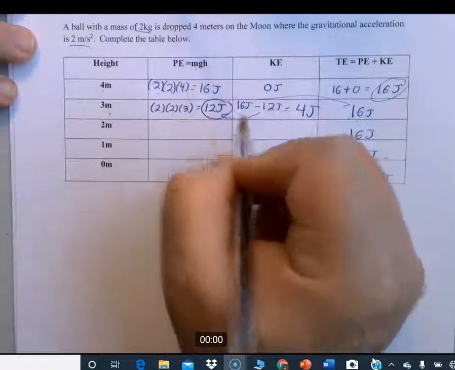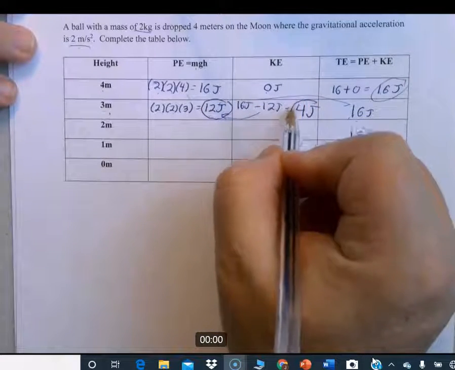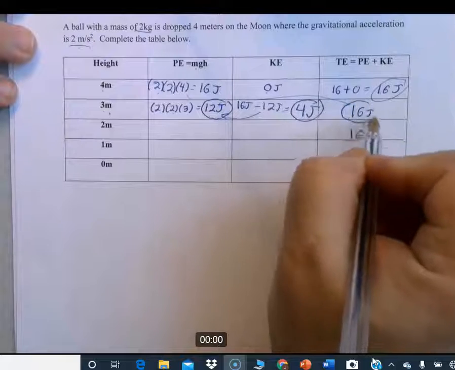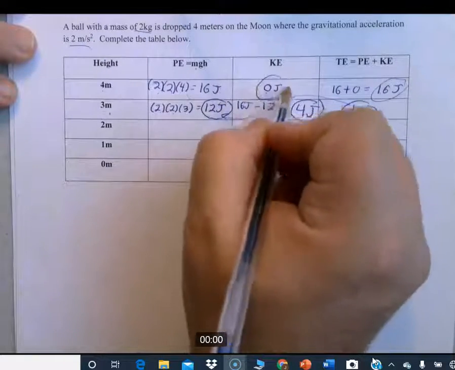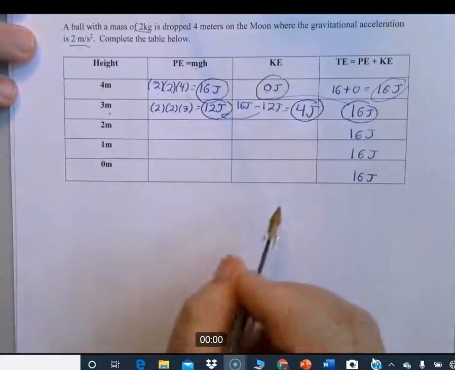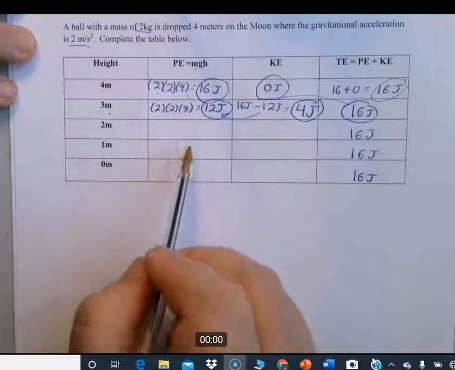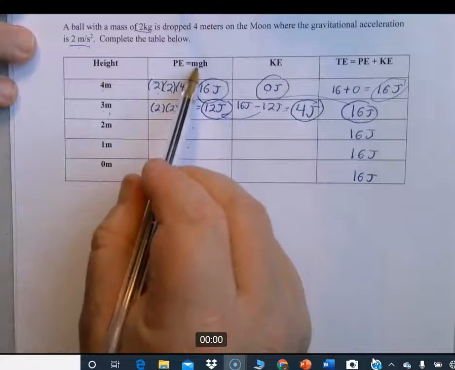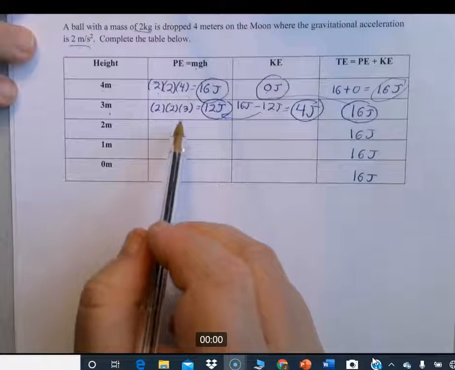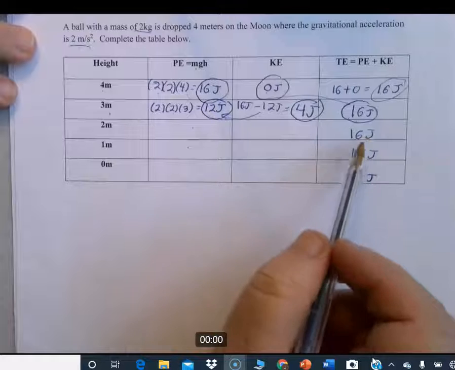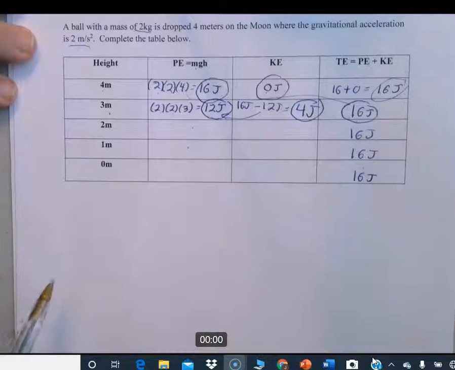So at 3 meters, there's the potential energy, there's the kinetic energy, and there's the total energy. And I'll circle these as well. All right, so you go ahead and fill in these 3, again, using the same formula right there. And then once you have these numbers here, you can take this number, subtract this number to get that number. So I'll leave the rest of those for you to do.